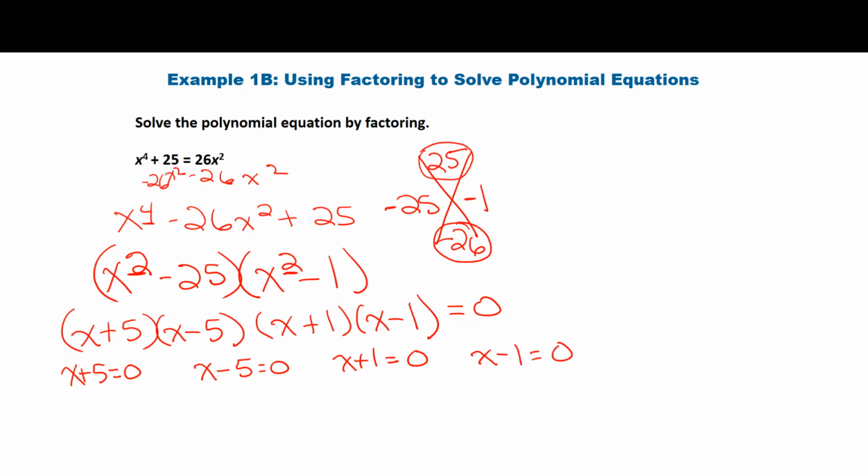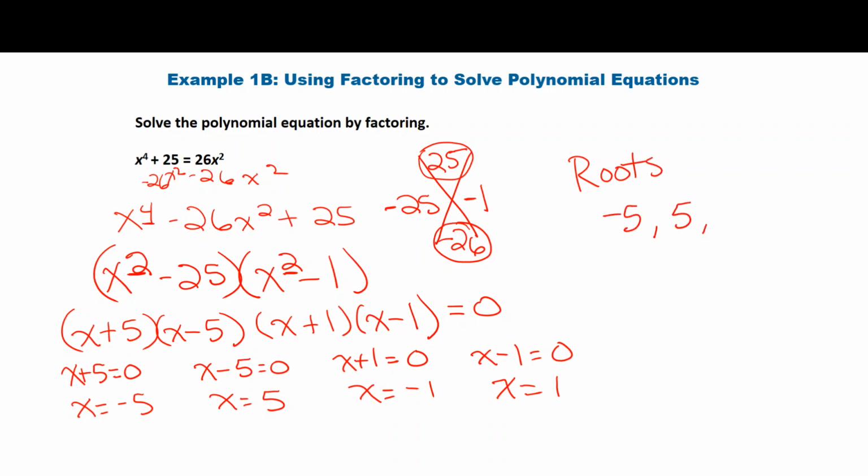And each of those, if one of them is true, it's going to make the whole thing equal 0, so these will be all of our roots. So x can either equal negative 5, x equals 5, x equals negative 1, or x equals 1. So when we solve this, we'll find out that the roots are negative 5, 5, negative 1, and 1. And that's your answer. That's all you would need to do for that.